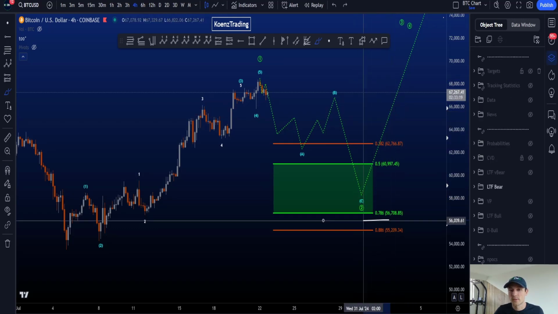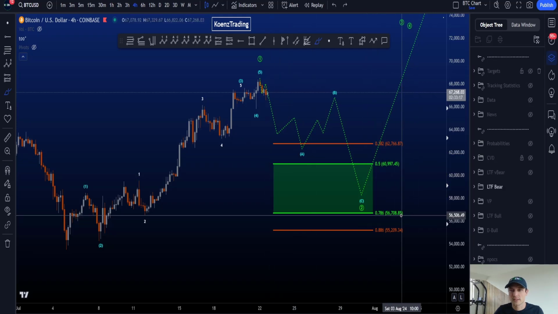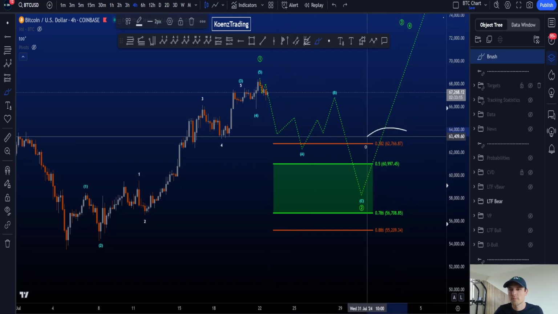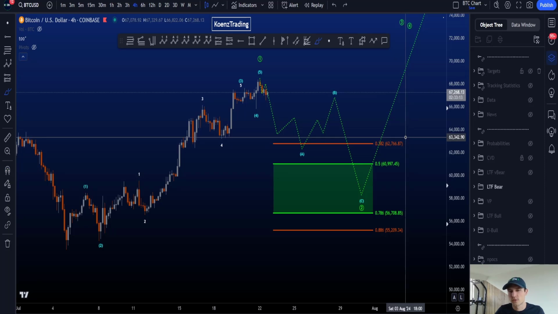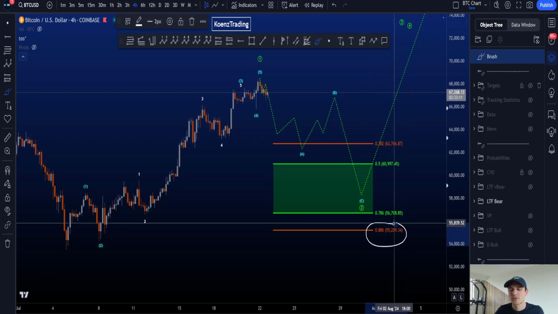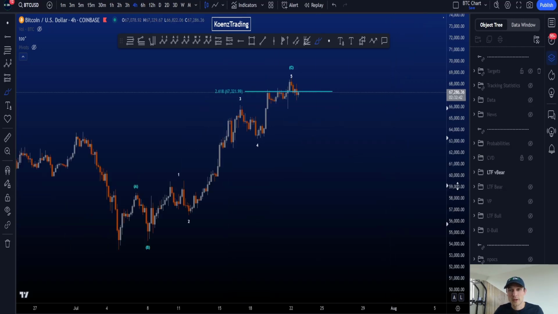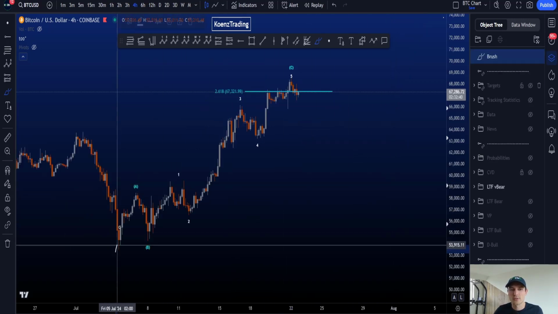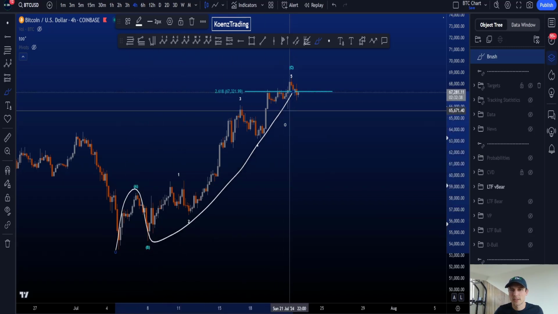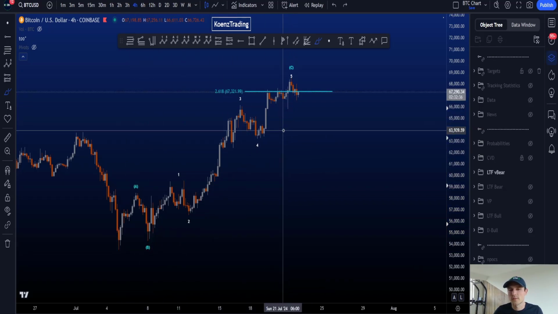Common target for your wave 2 again, the 0.786 at 61k, the 0.5 at 56.7k, minimum target to 0.382 at 62.7k, and you don't want to hit the 0.886. That is very rare for a wave 2. The most bearish scenario is a three-wave corrective structure to the upside in an A, B, C. Now the probabilities for this are very low at the moment.